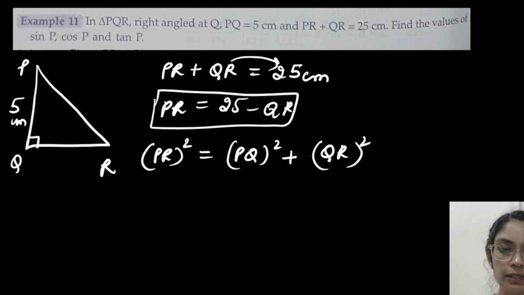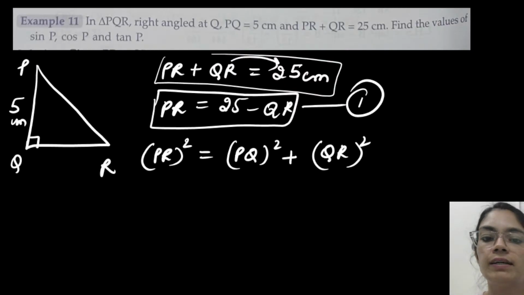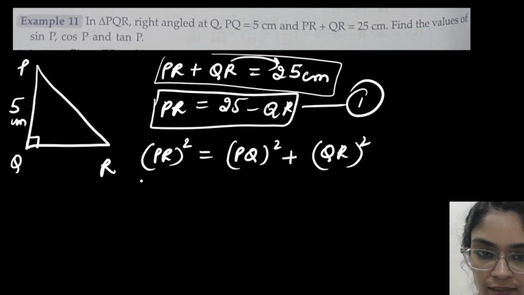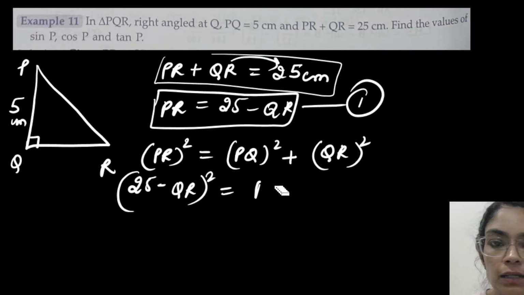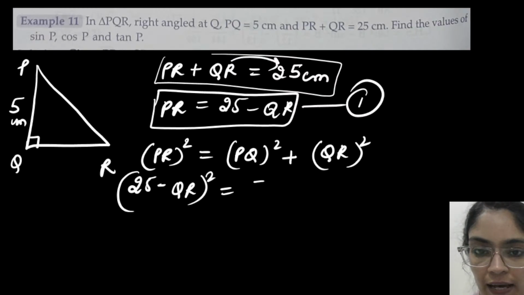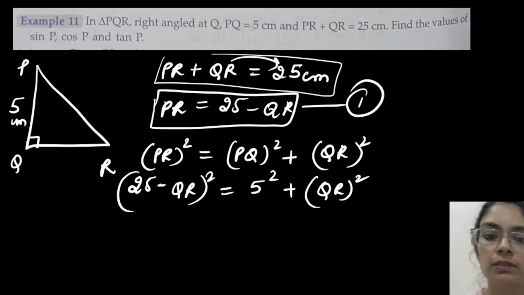This is also the same, only the question is a little different here. This expression is given to us. From the first equation we can see the value of PR is 25 minus QR. So here we can just substitute. In place of PR I am writing 25 minus QR, whole square, is equal to PQ square plus QR square. PQ's value we already know is 5, so I am going to substitute 5 square, and QR square as it is, because this value we don't know.